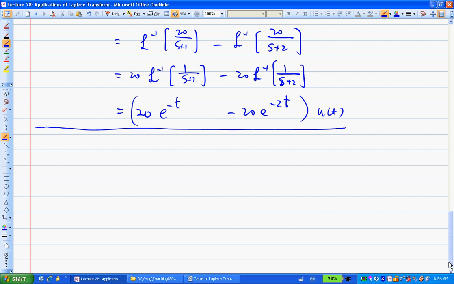I'm going to skip this example here. Let's take a look at the second type of application, which is actually one of the focuses here: the application of Laplace transform on solving differential equations.